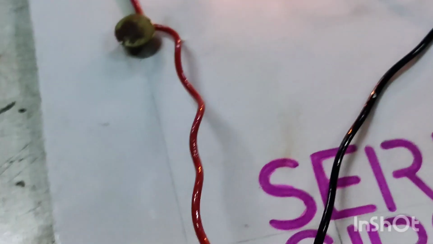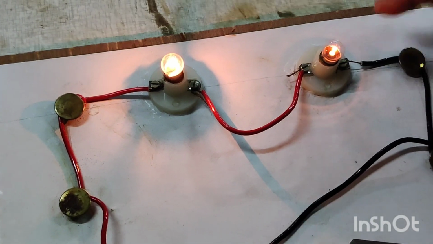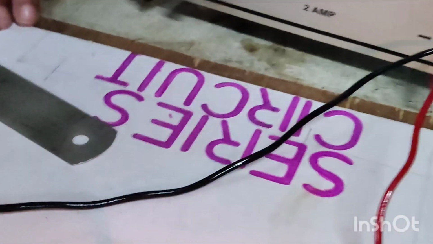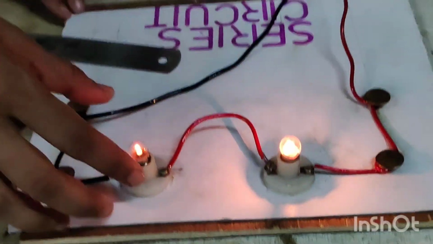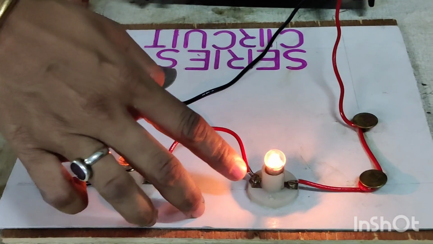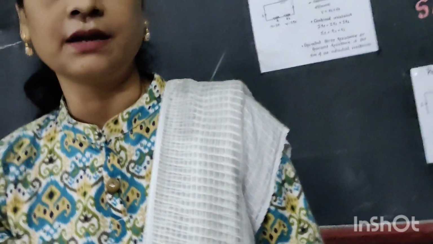in this teaching aid the bulbs are glowing dimly. The current flowing through the circuit is the same, the voltage gets divided, it is split, and the bulbs glow dimly. Now let us see how the bulbs glow in a parallel circuit.